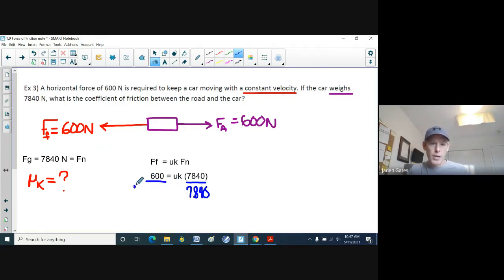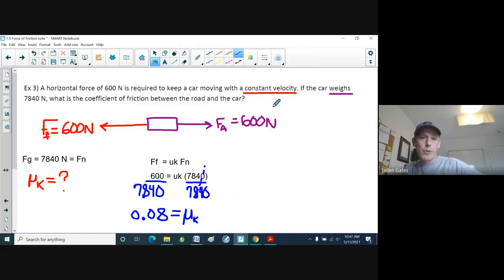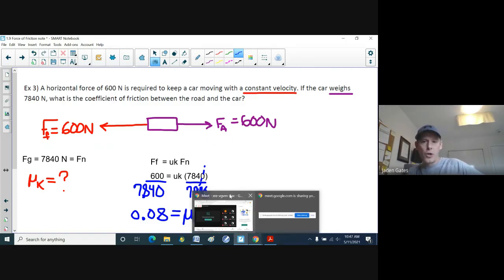What I do to one side, I have to do to the other, so 7,840. These two divide each other out. And so it looks like our mu k between the road and the car is, let's see, 600 divided by 7,840, to 2 decimal places, I'm getting 0.08. And that, again, has no units, because it's a rating of the amount of friction between this car and this road. Looks like it might be a little bit of a greasy road, because that is a low coefficient of friction.